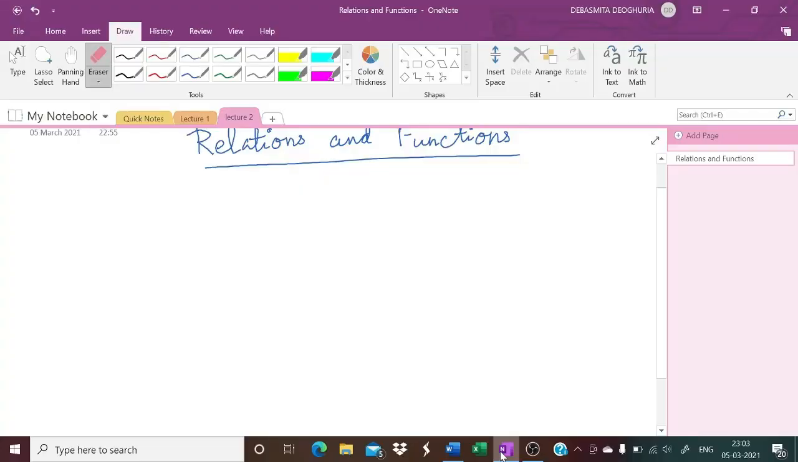Our second lecture on differential calculus, and today we will be starting with relations and functions. Okay, so previous day we talked about set theory, some basics of set theory, and we learned the different types of sets that we have.